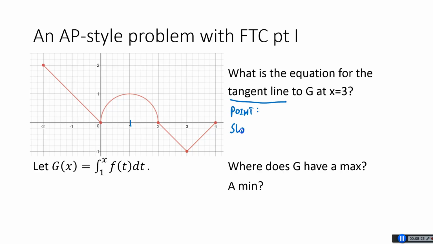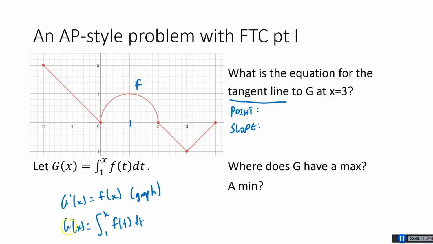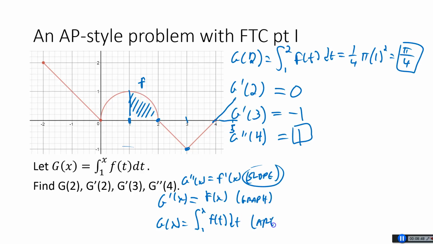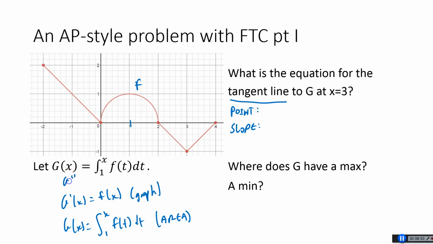Point and a slope. So I'm going to write out my tower of functions again. Integral 1 to x, f of t dt. That's our g of x. G prime of x is equal to this graph that I'm looking at, f of x. So it's the graph itself. The accumulation function, I guess would be worth writing here, is the area. So this is the area. The derivative is the graph itself. And then g double prime is going to be f prime of x, which is the slope.